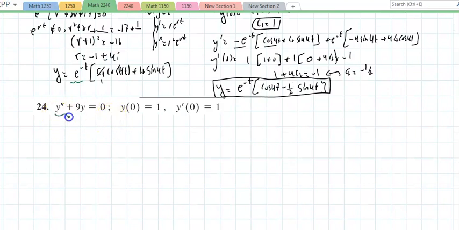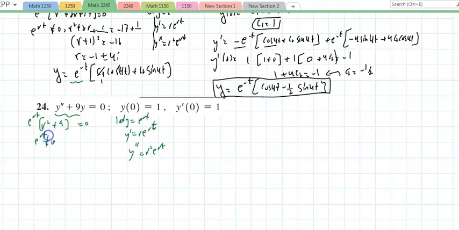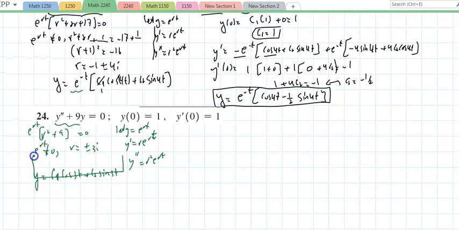Again, if I look at a second order linear differential equation, it doesn't matter what the order is, with constant coefficients, we let y equal e to the rt, y prime equal r e to the rt, y double prime equal r squared e to the rt. Then we get r squared plus 9 times e to the rt equaling 0. e to the rt cannot equal 0, so r must equal plus or minus 3i. So we have y equaling c sub 1 cosine of 3t plus c sub 2 sine of 3t as a general solution.